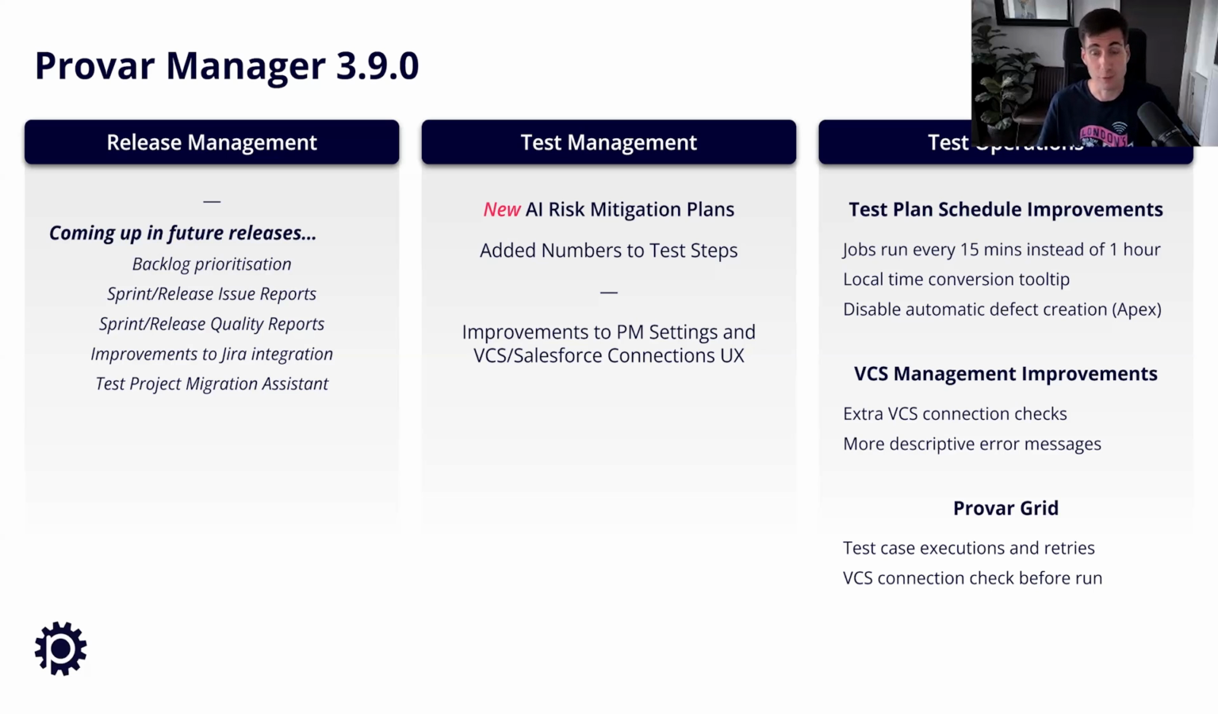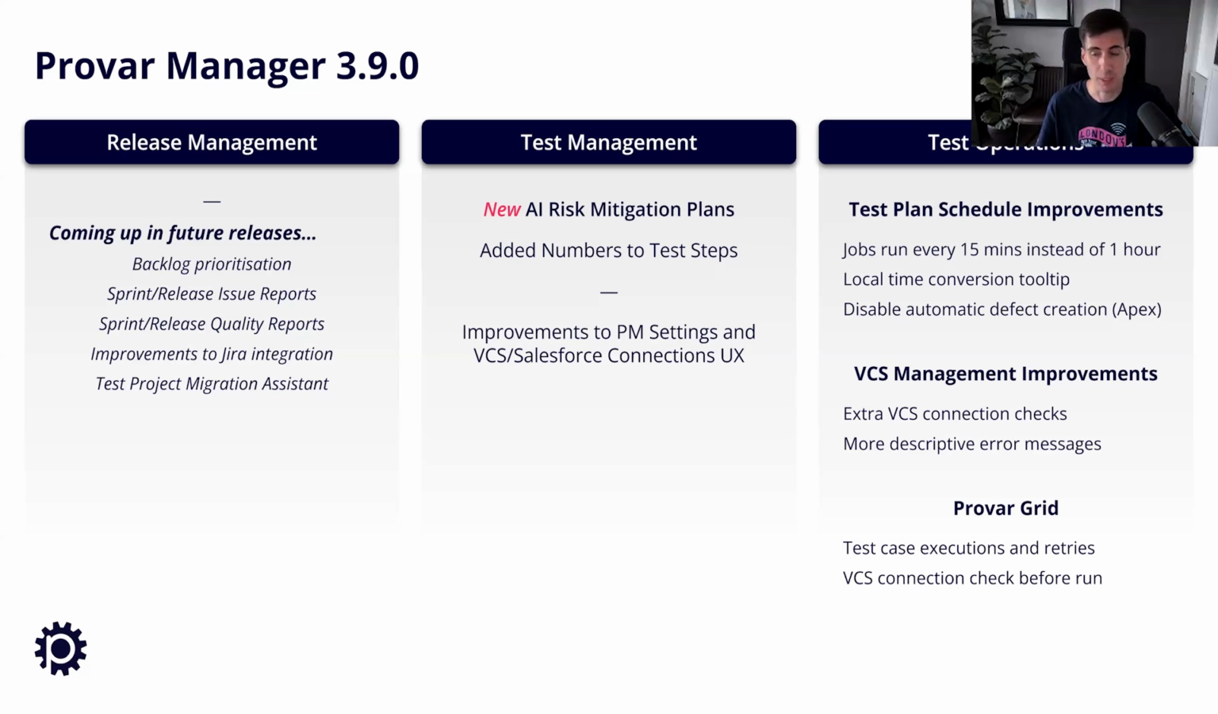And then finally, on test operations, we've devoted most of our time to improving the user experience and some of the things that could be improved as well. So around test plan schedules, at the moment it was running every hour. So every hour it would pick up any job that needed to be run. And now we've increased that to run every 15 minutes. So it will run your jobs more often. You don't have to wait a whole hour for it. We've also added a new tooltip to check for local time conversions.